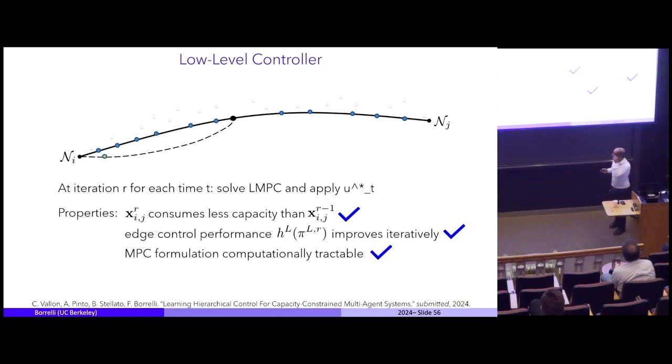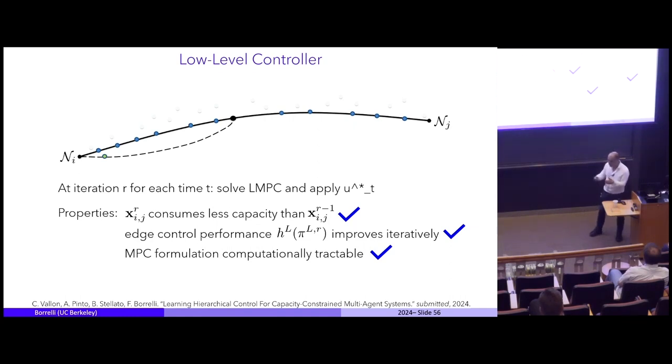Okay. So then there's MPC. You take the first input, you move, you resolve the problem with a shifted horizon, and if you impose these two little constraints I told you, then you get that the state at iteration r over the arc ij consumes less capacity than the previous iteration. Okay, so I think this is really the key part of this presentation.